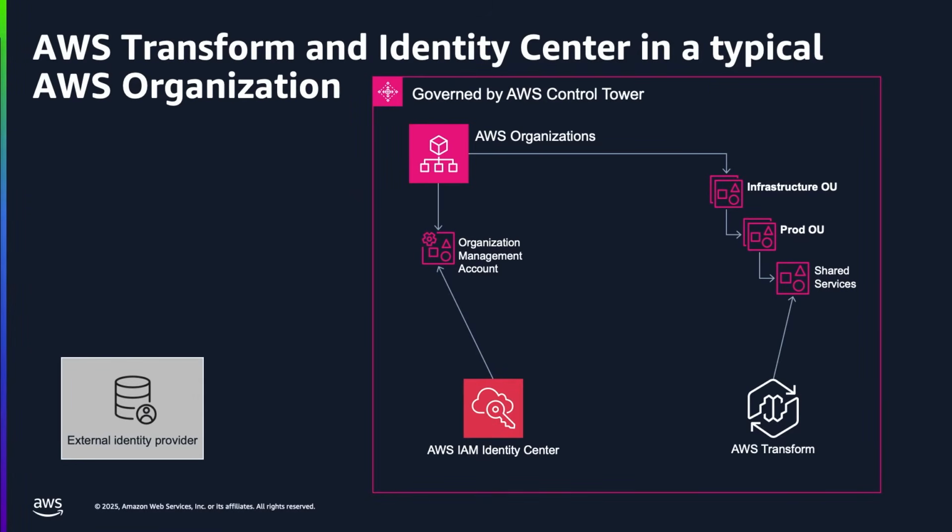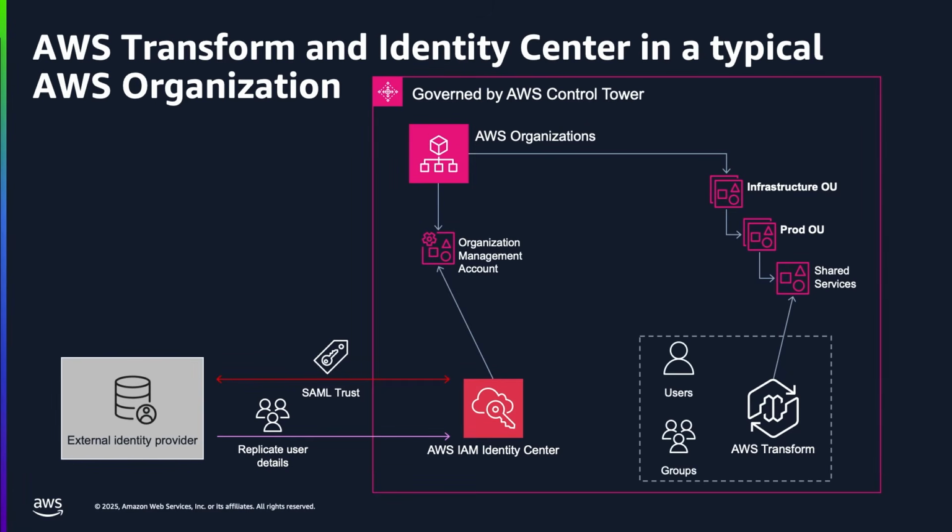AWS recommends that you configure Identity Center to federate authentication to an external enterprise identity provider and replicate user and group information into Identity Center. That keeps your identity provider as the single source of truth for authentication while making user and group information available for managing users within AWS Transform and other AWS managed applications.